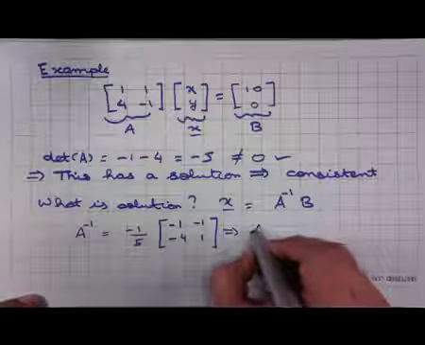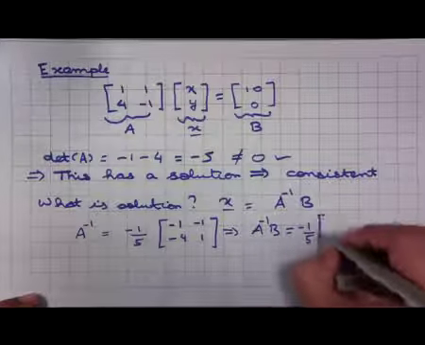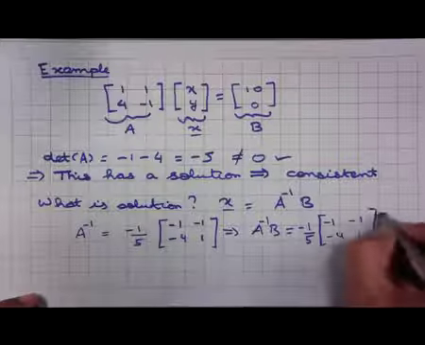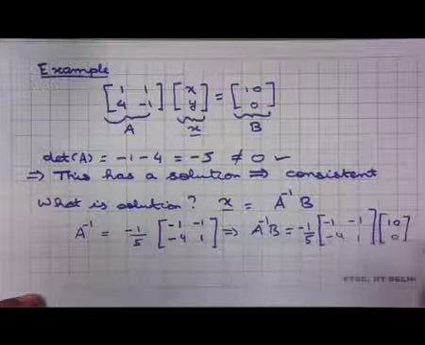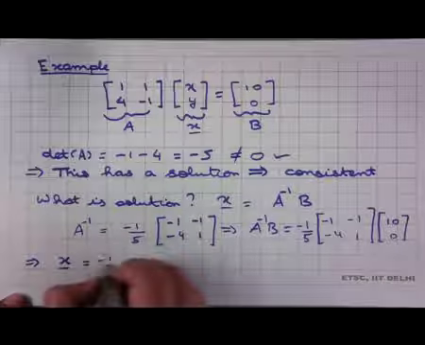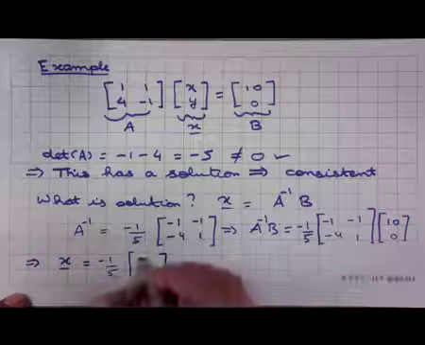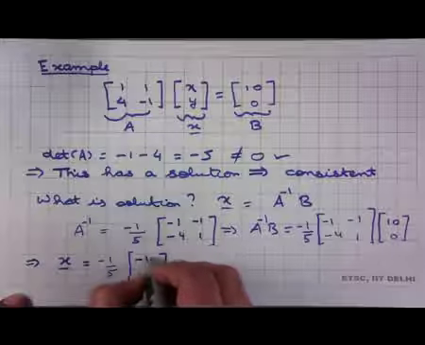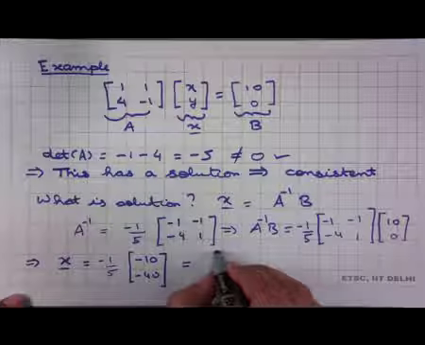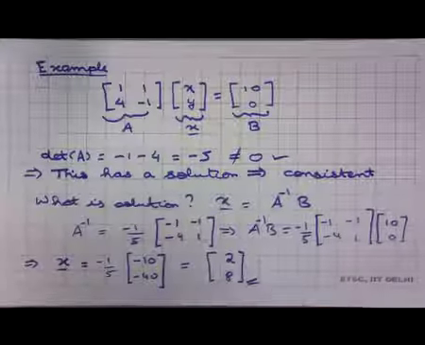And so the solution, what is A inverse times B? This is minus 1 by 5. Let me just write down A inverse again, [minus 1, minus 1; minus 4, 1], and then [10, 0]. So, this implies that x bar is minus 1 by 5 times [minus 10, minus 40]. So, this is [2, 8]. So, this is the solution, right.